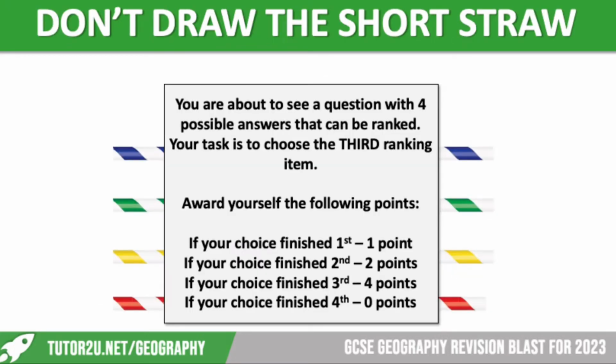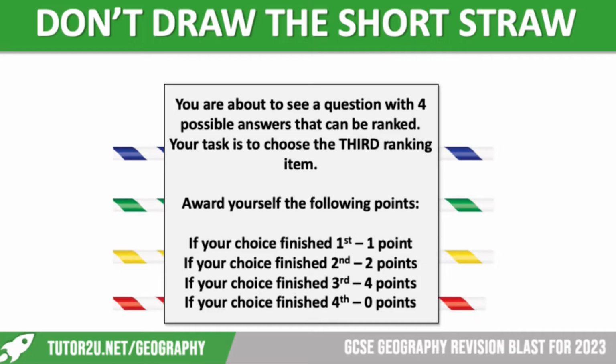Right, we're now going to play something called Don't Draw the Short Straw. You're about to see a question with 4 possible answers that could be ranked. Your task in this case is to choose the third ranking item. You need to award yourself the following points. So if your choice finishes first, then you get 1 point. If it's second, you get 2 points. If it's third, you get 4 points, because remember that is what we are looking for. And if your choice finishes fourth, you get 0.